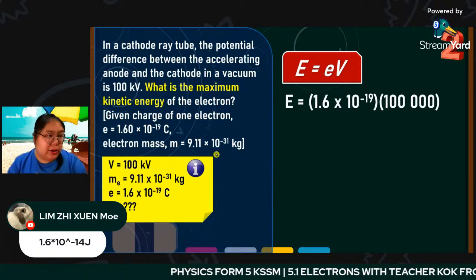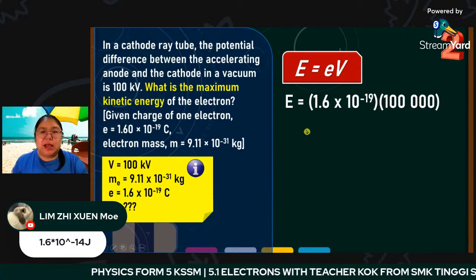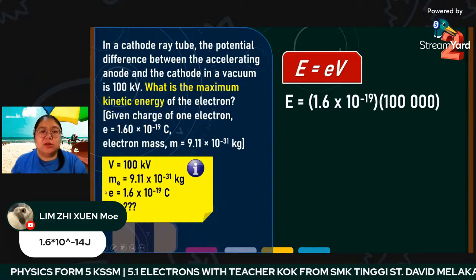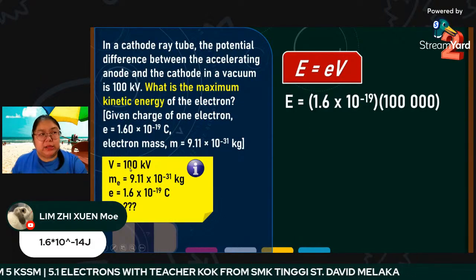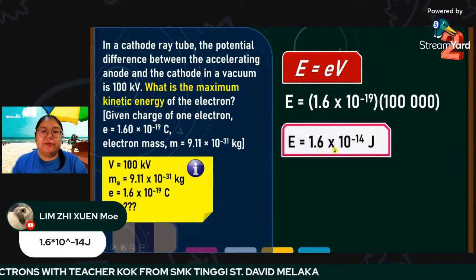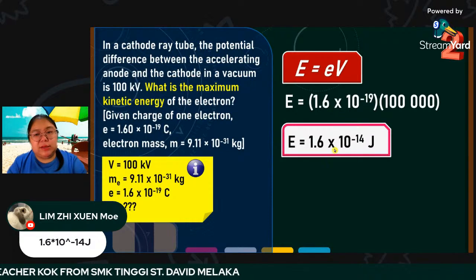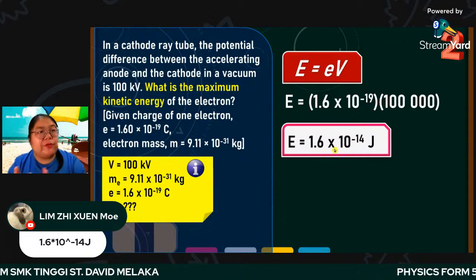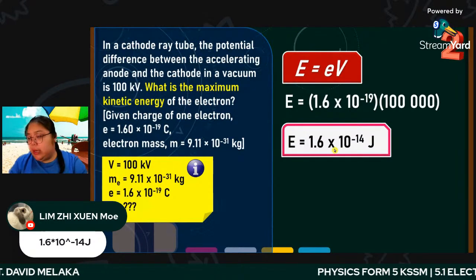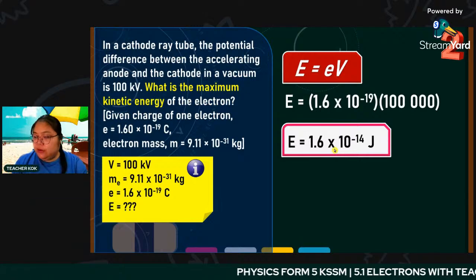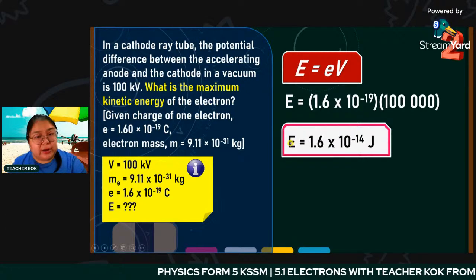Okay, we're going to show the calculations. 1.6 times 10 power of negative 19, so this one is 100K, so 100,000. So the final answer is 1.6 times 10 power of negative 14 joule. Okay, that's correct for the 4 students who answered me.